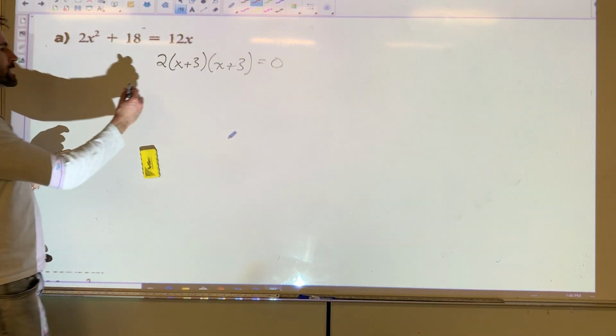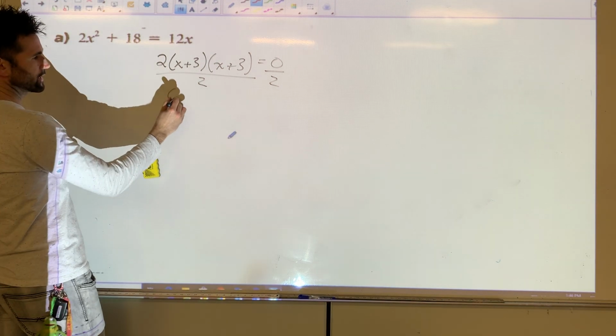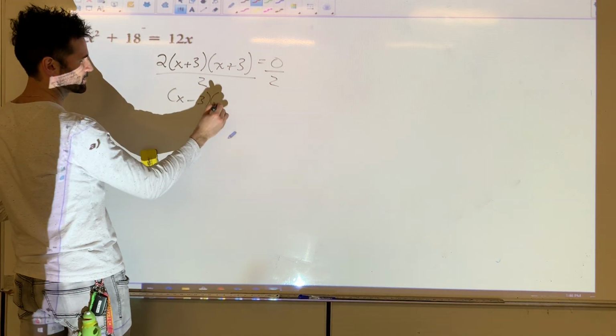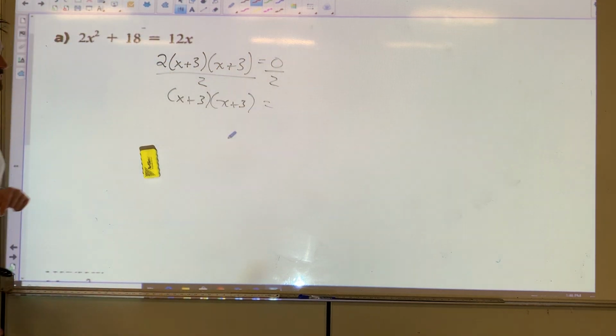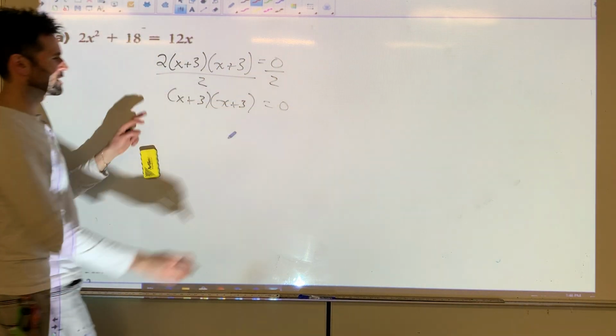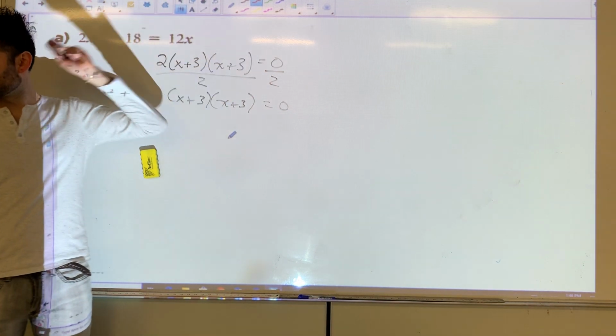So if I divide this side by 2 and divide this side by 2, I can get rid of that 2. I guess it was x minus 3, wasn't it? Whatever. What's 0 divided by 2? 0. So if you want to, you can make that 2 kind of go away. I can only do that though because it's an equation.